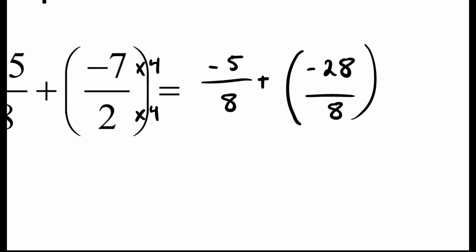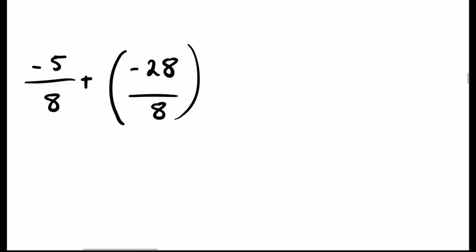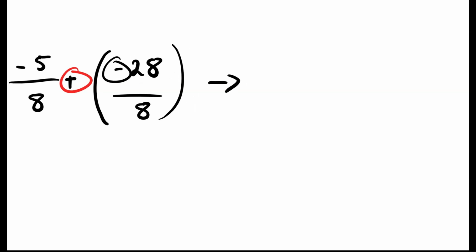The most important thing is you should end up with your denominators being the same. Once you have your denominators the same, now we can actually start working on the problem. Now, just like we had done earlier, when we have a negative here, we want to replace our positive because it's going to turn into a subtraction question. So what we're really looking at is negative 5 over 8 subtract 28 over 8.